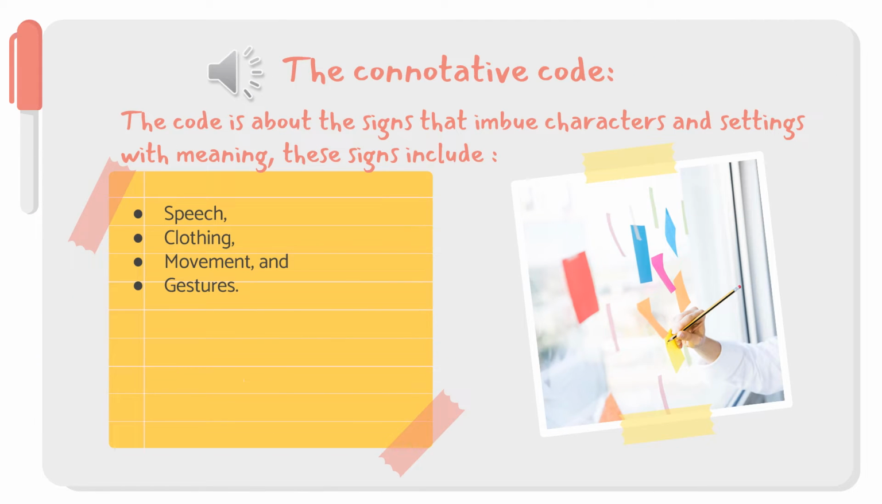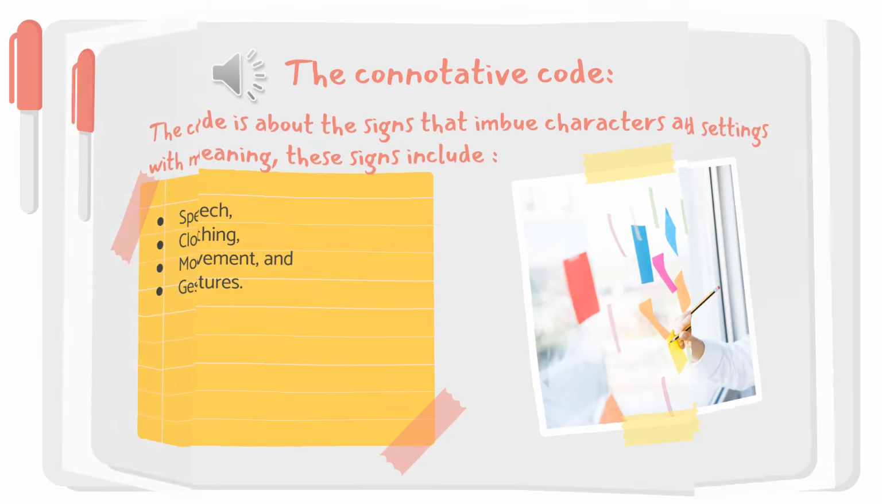The Connotation Code. The code is about the signs that imbue characters and settings with meaning. The signs include speech, clothing, movement, and gestures. The code creates the illusion of real people having real experiences in a real world. The idea of this code is that meaning is the result of interaction between the film and the audience.